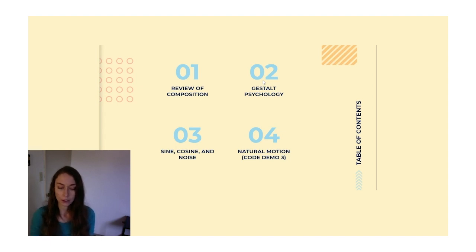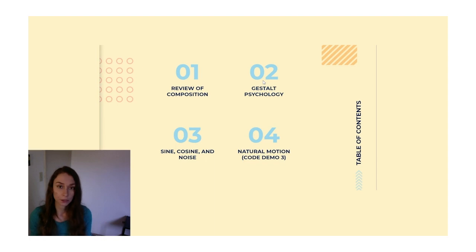This week, we're going to review what we did last week regarding composition. Then we're going to look at Gestalt Psychology, which is sort of another way of looking at how people perceive art, visual art. And then we're going to talk about sine, cosine, and noise. So how to bring those things into your motion to make things feel more natural, and how exactly one might map those to natural motion.